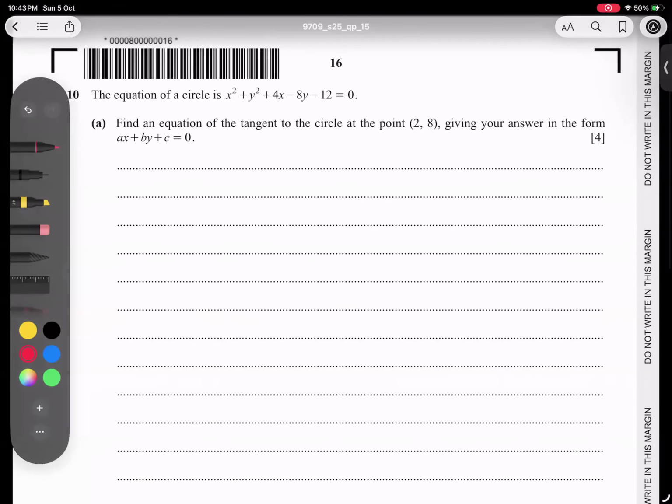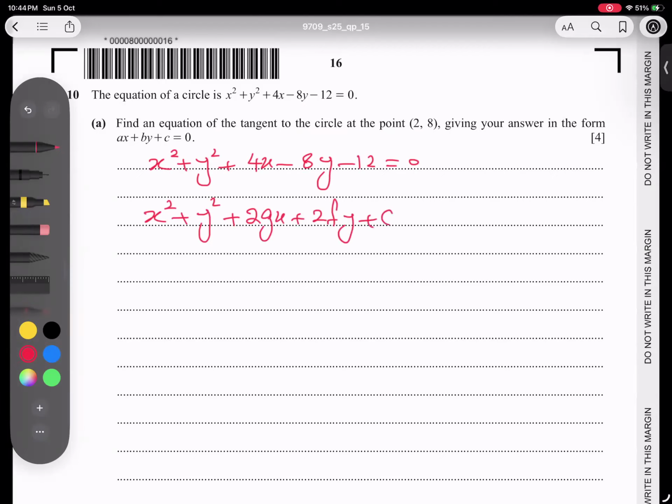Question number 10, we have the equation of a circle mentioned here, and he asks for the equation of the tangent to the circle at this point. Do you know, student, whenever an equation of tangent comes, we compulsorily need the center of the circle. How to get it? This is x square plus y square plus 4x. We have two techniques. One is completing the square, but it's too lengthy. One easy way is the general form, x square plus y square plus 2gx plus 2fy plus c equal to 0.